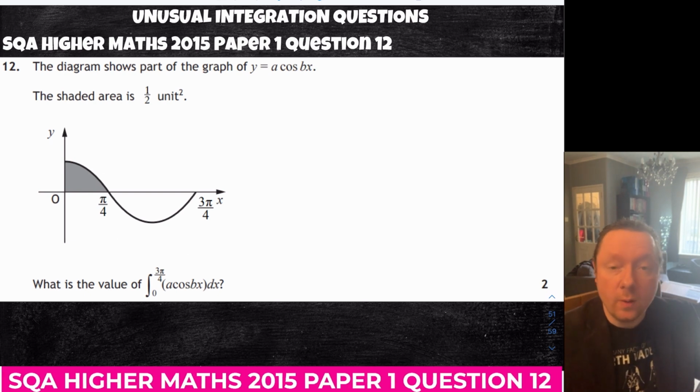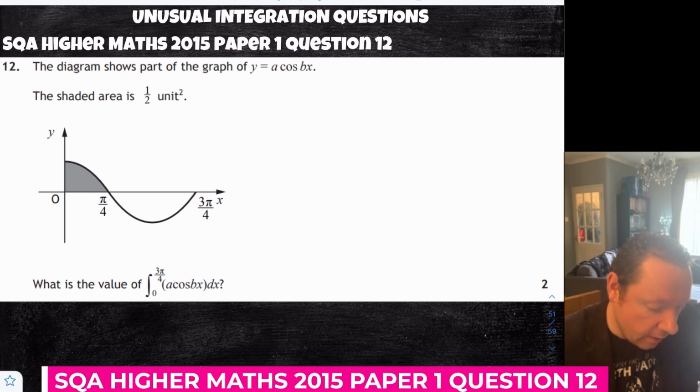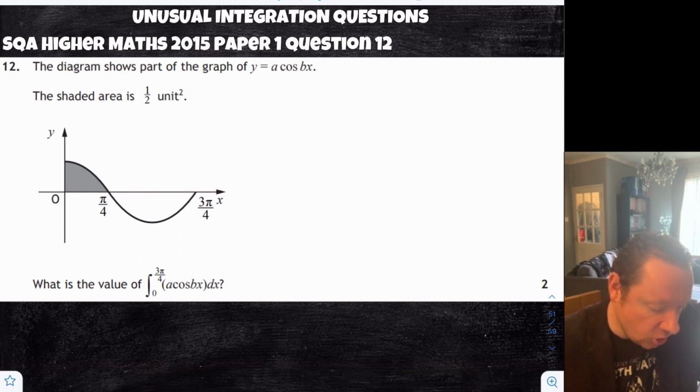SQA Higher Maths 2015, Paper 1, Question 12. Some unusual integration questions or some harder ones. So the diagram shows the graph of y equals a cos bx. The shaded area is a half. So we know that this is a half. What is the value between 0 and 3 pi over 4?